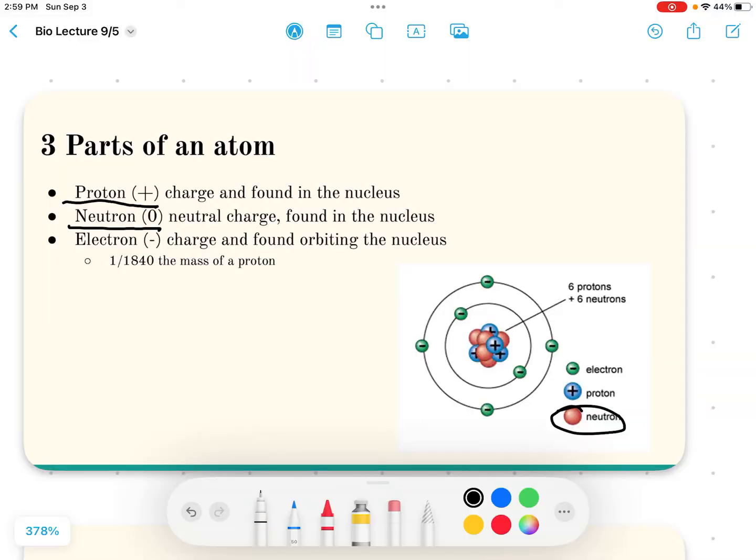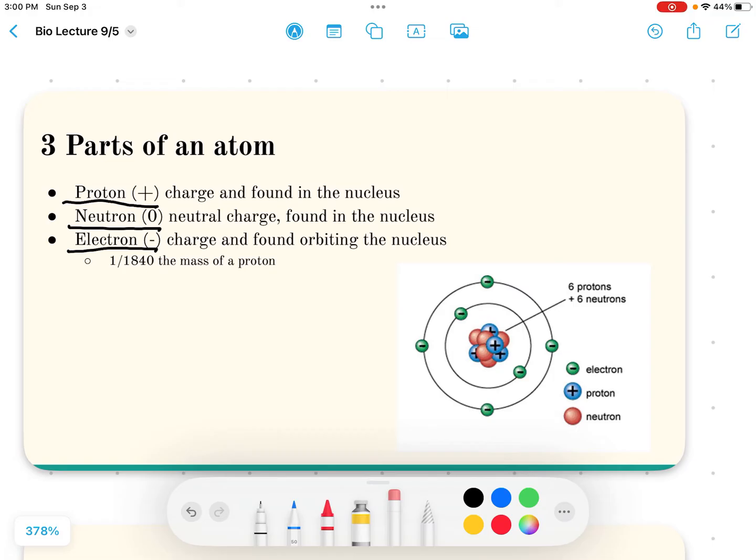Our last part is electrons. Electrons are these little green guys on the outside. Those are negatively charged particles, and they're found orbiting the nucleus. They never go inside because we know opposites attract. They hover around so that they don't stick together.